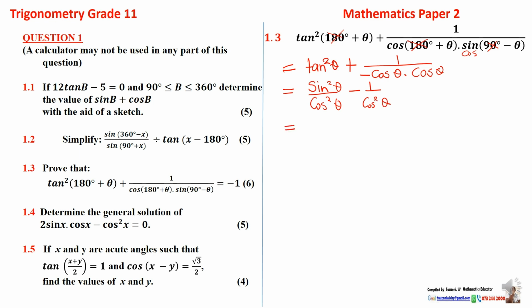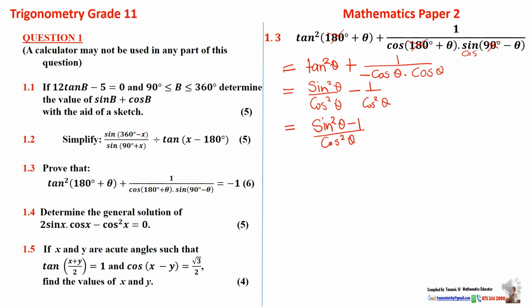I have fractions now. What do we know about fractions? We know that when denominators are the same, the fractions can be added. So sine squared theta minus 1 is our numbers in our numerator. Then we write one denominator because the denominators are the same. So this is divided by cos squared theta. This is now our expression.